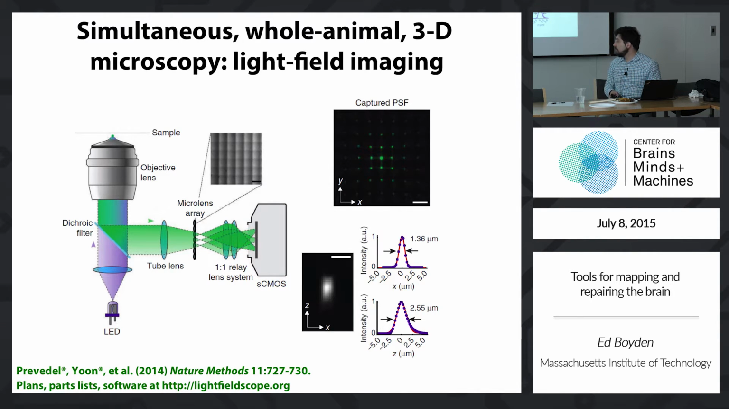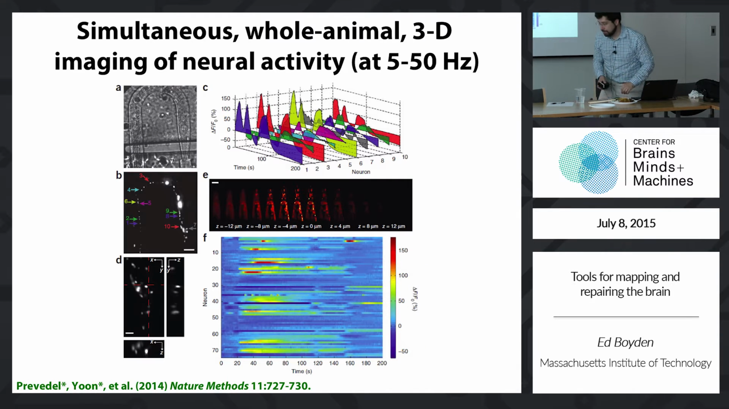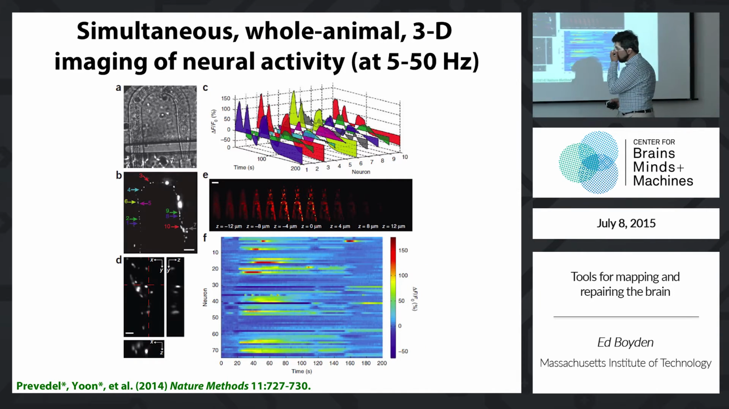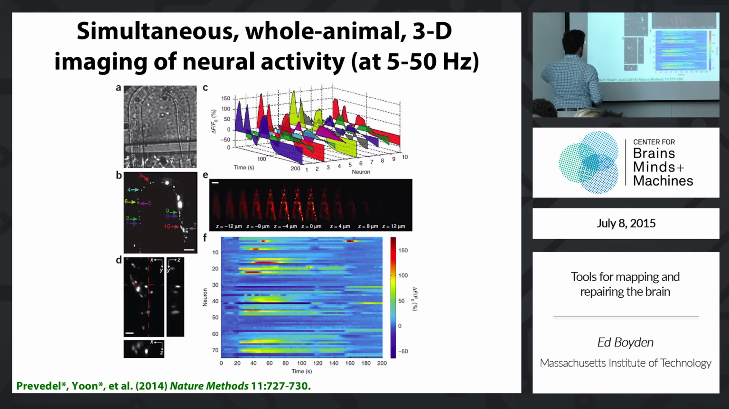And again, we always put all of our protocols on the web, so you can go to lightfieldscope.org. This is known as light field or plenoptic imaging. So here, we can actually take a worm. This is the worm C. elegans, which is a really useful organism in biology. It has only 302 neurons. And this is a worm that's been engineered so that every cell has a fluorescent calcium indicator in it. When the neuron is active, it'll blink.